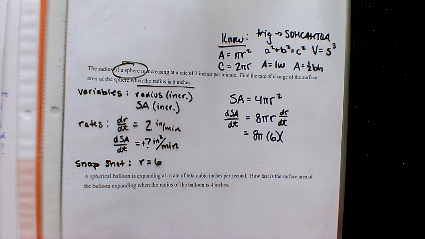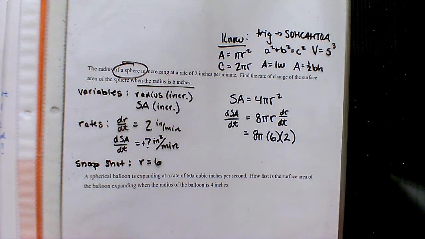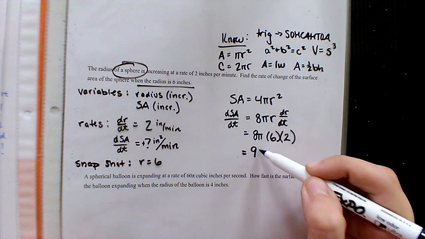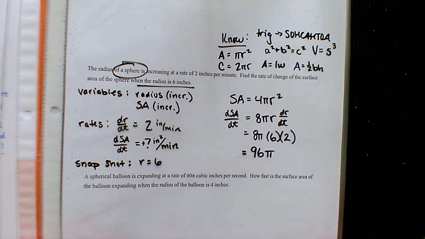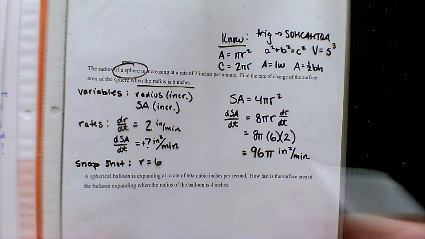6. Do we know the rate at which the radius is changing? 2. All right, so multiplied all together. 6 times 2 is 12 times 8. 96 pi. Units, inches squared per minute.